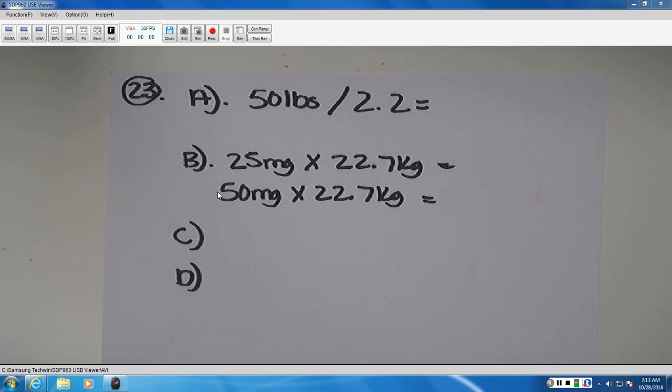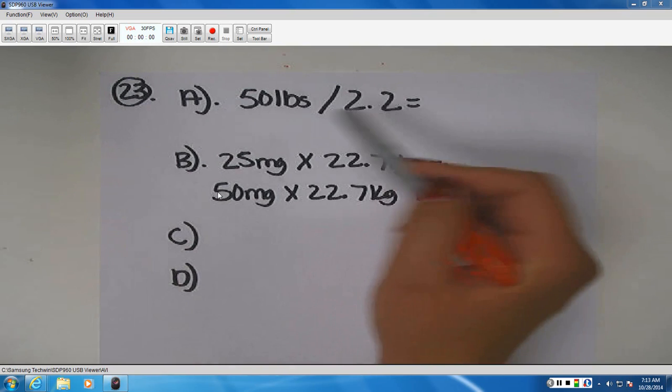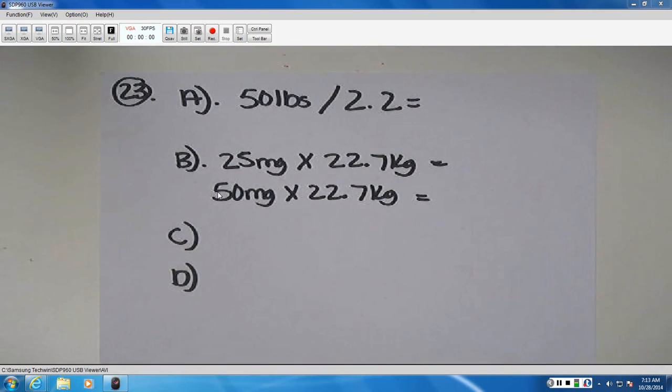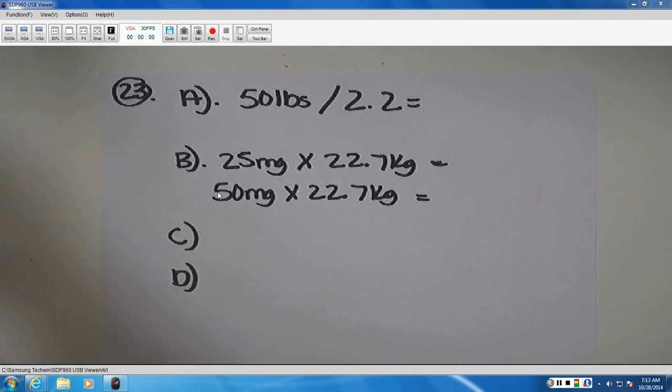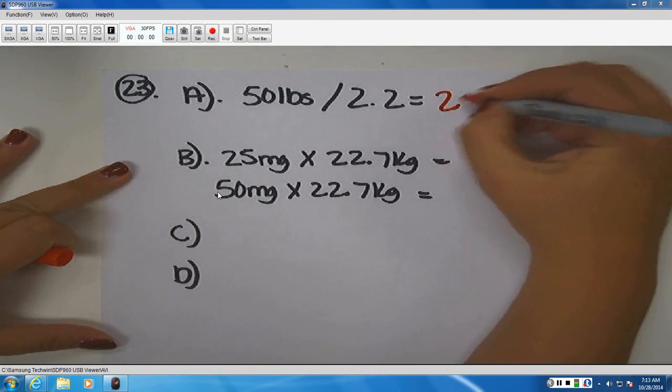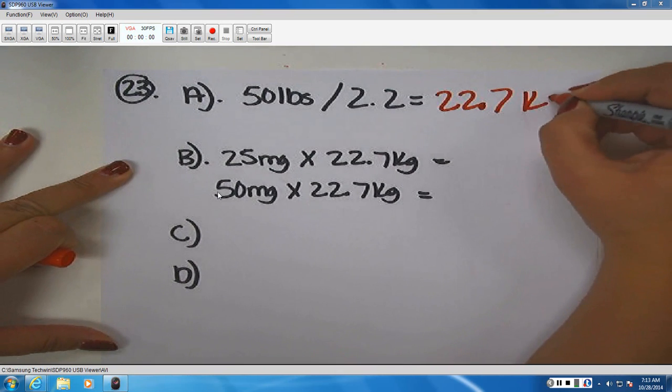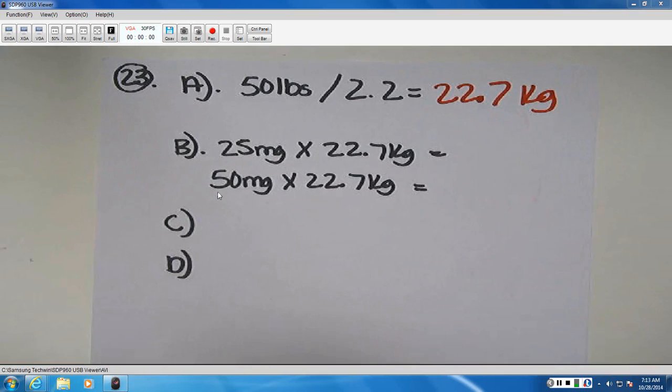So the very first one is, what is the child's weight in kilograms? I have a child that weighs 50 pounds. Remember, you just take your 50 pounds and you divide it by 2.2 if you want to go from pounds to kilograms. And when I do that, I have 22.7 kilograms. So that's your answer for part A. 50 pounds divided by 2.2 is 22.7 kilograms.